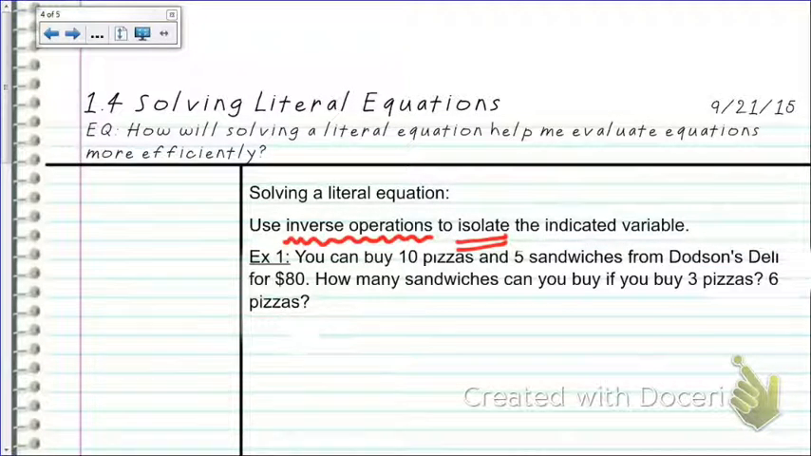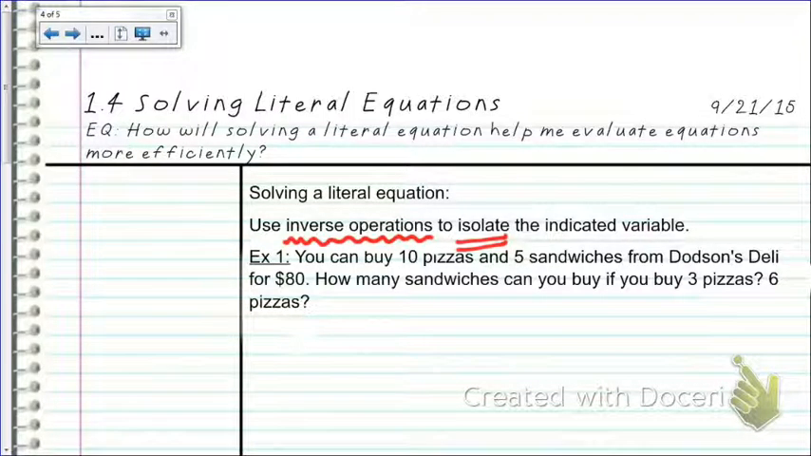Example 1. You can buy 10 pizzas and 5 sandwiches from Dodson's Deli for $80. How many sandwiches can you buy if you buy 3 pizzas? How many sandwiches can you buy if you buy 6 pizzas? So you only have $80 to spend. We know for sure that you can buy 10 pizzas and 5 sandwiches for $80. For the same $80, I want to know how many sandwiches you can get if you only buy 3 pizzas and how many you can get if you buy 6 pizzas.